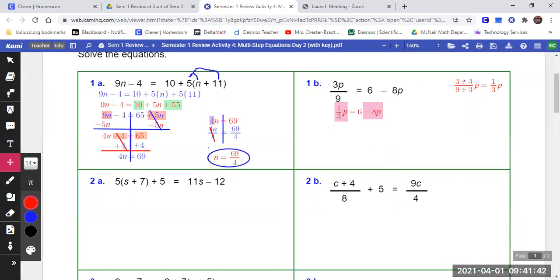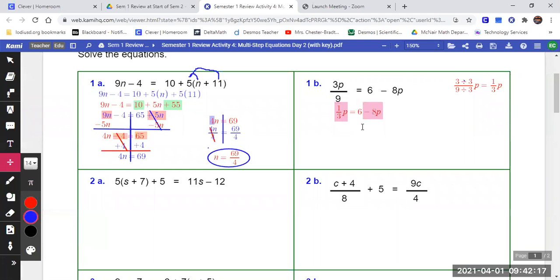A negative 8P. So how am I going to big zero out of there? That negative 8P. How am I going to big zero out of there? Add an 8P to both sides. So we're going to add our 8P to both sides.